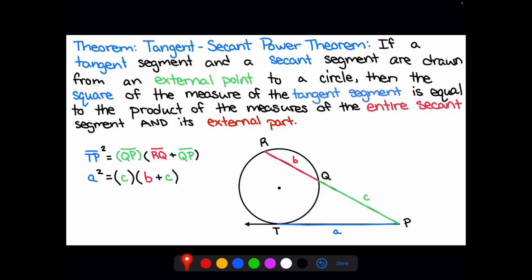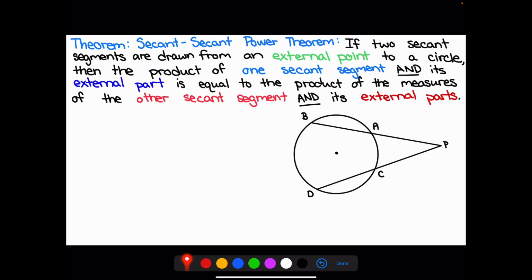The last power theorem that we have is the secant-secant power theorem. And again, if it's a secant, we do the same thing that we do with all the secants. It states, if two secant segments are drawn from an external point to a circle, which we see here, we have secant segments BP and DP, they both have endpoint P, then the product of one secant segment and its external part, BA times AP, is equal to the product of the measures of the other secant segment and its external part. So it would be equal to the entire segment DP times just the external part CP.